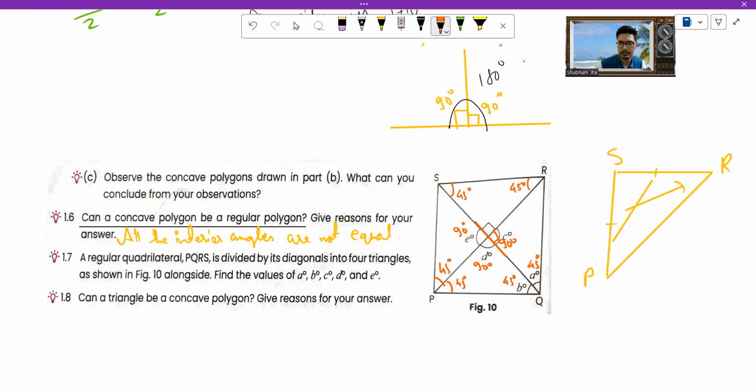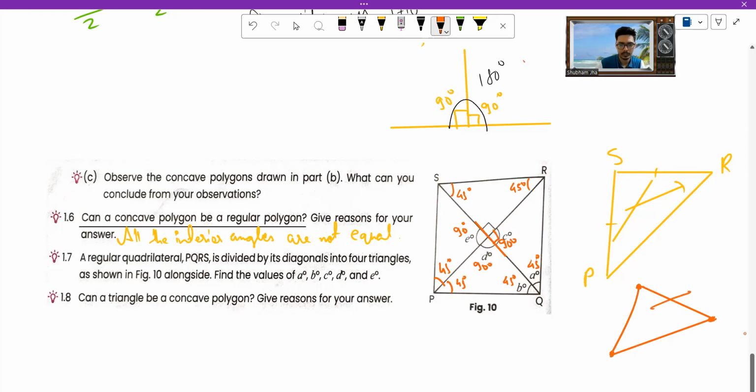Let's see. Can a triangle be a concave polygon? No, a triangle cannot be a concave polygon. Why? To be a concave polygon, the minimum number of sides should be 4. This is a triangle, so it has only adjacent vertices. Therefore, it cannot be a concave polygon.